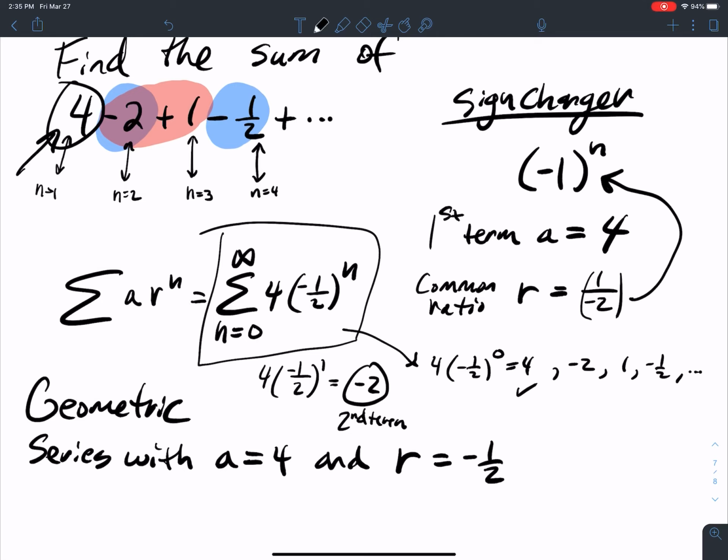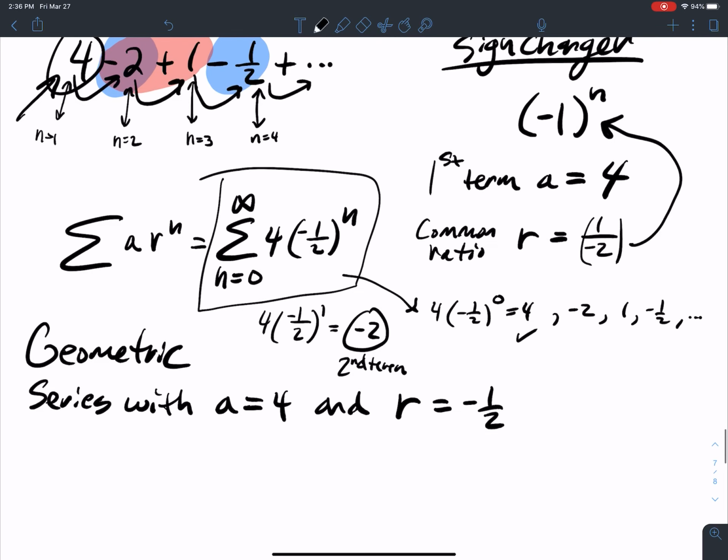I multiply by -1/2 every time. That's why it goes from positive to negative, and then a negative and a negative make a positive. Positive and a negative make a negative. Negative and negative, positive. So that's why it swaps from plus minus. Common ratio -1/2.